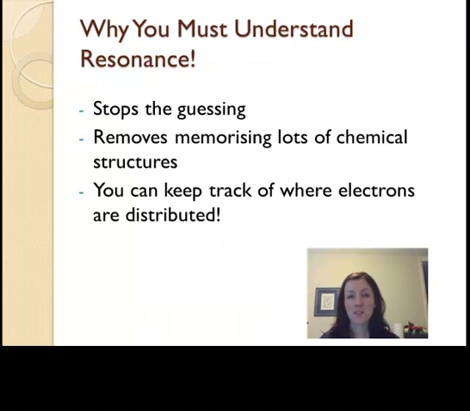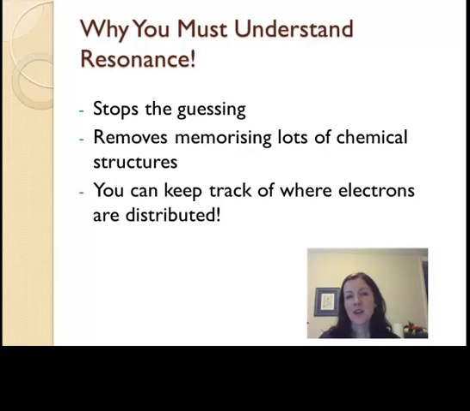So why must you understand resonance? Well, once you understand it, you don't have to guess anymore, and it stops any memorization of lots of chemical structures, because memorizing chemical structures is going to make it a lot harder. It's going to make it dull to learn, and you don't need to. You can actually work them out once you follow this simple system.